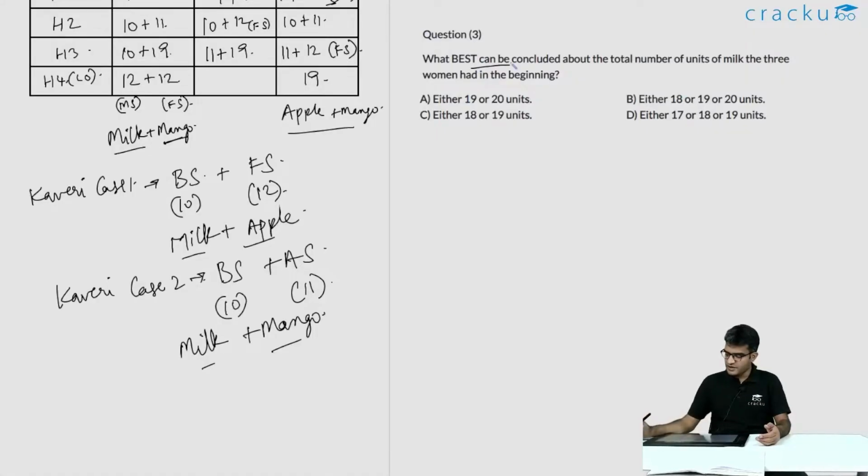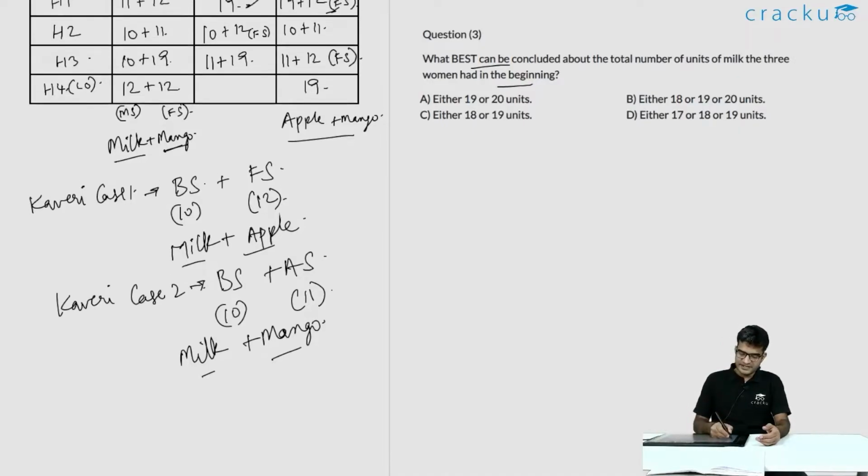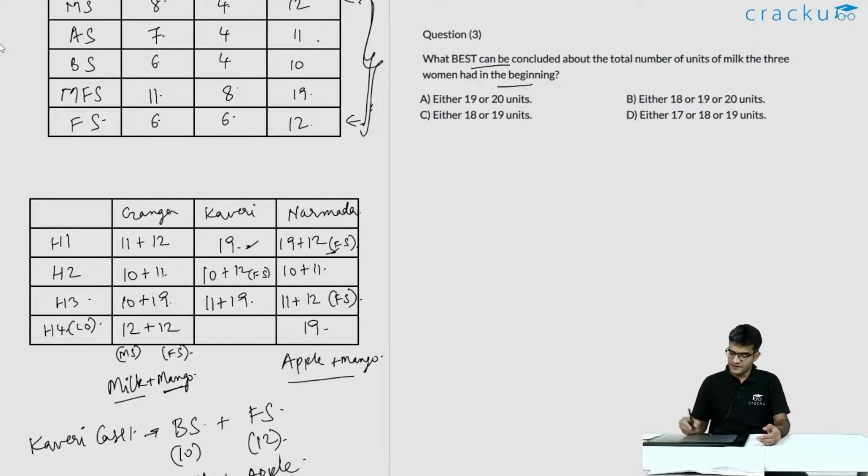What best can be concluded about the total number of units of milk that the 3 women had in the beginning? Let us identify case by case. If you are looking at Ganga, the total number of milk units that she had is 1, 2, 3, 4, 5, 6, 7 for sure, and this 12 can be either a mango smoothie or a fruit salad. So Ganga has either 7 or 8.